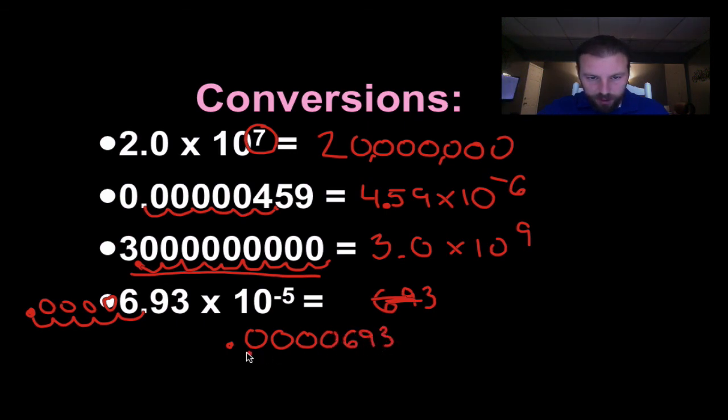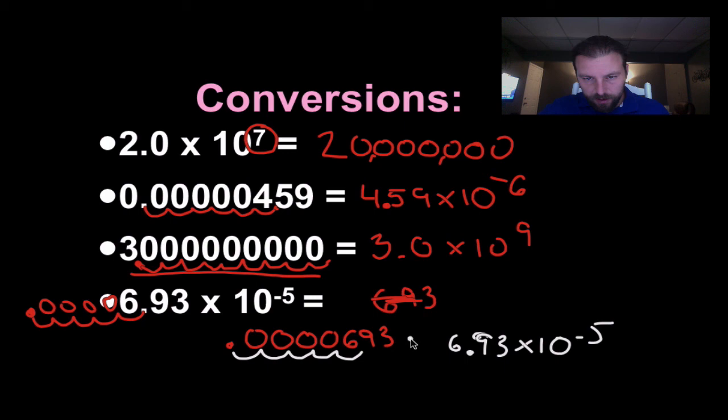So it's 0.0000693. Let's double check that. Let's change color here and make it look a little different. We go 1, 2, 3, 4, 5. There we go, so that decimal point over there. 6.93 times 10 to the negative 5th. Those numbers are equal. We're good to go. Scientific notation, as easy as it gets. A little practice and it gets a little bit easier as we go on. That's really about it for scientific notation.